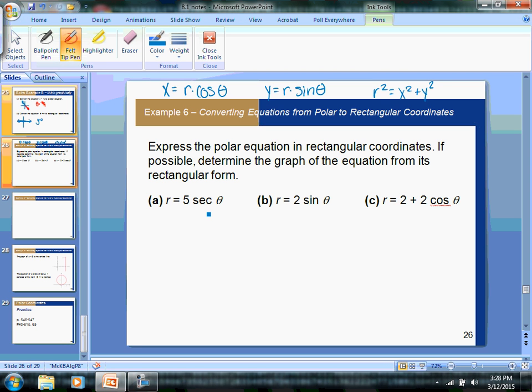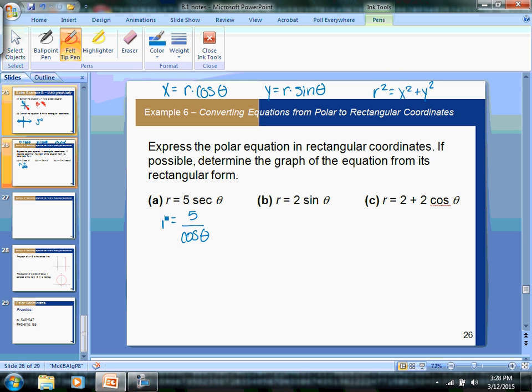Now, secant, hopefully when you look at that, you think, oh, secant, that's really 1 over cosine. So I'm going to make this 5 over cosine theta. So now I have a cosine in there, which is helpful because this first equation is r times cosine theta. So if I can somehow get the r times the cosine theta, I can substitute in the x, and that'll help me go from polar into rectangular.